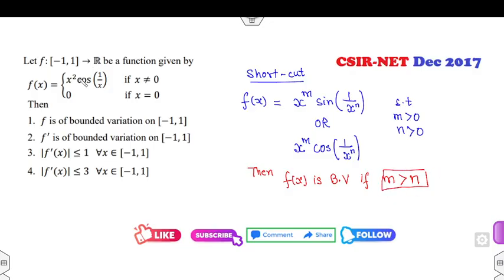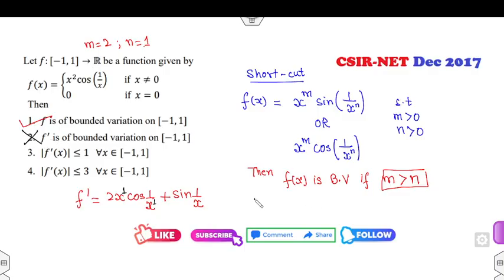Fine. Now look at that. m is 2, n is 1. 2 is greater than 1. Yes, f is bounded variation. Clear? Now f dash, can you find the derivative of this? It's 2x cos 1 over x plus sine 1 over x. Now clearly this is 1, this is 1. It is not greater than, so it is not bounded variation.